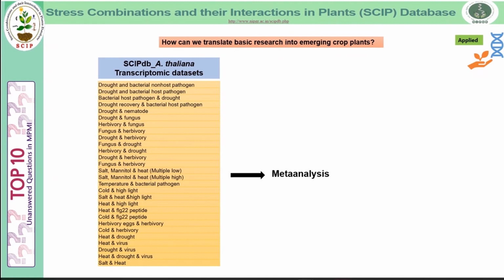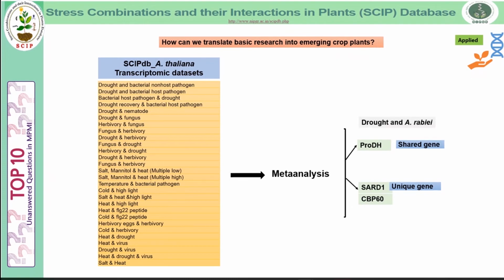So we have chosen two genes from this platform, namely ProDH and SARD1 and CBP60. And we have validated the role of these genes under various combined stress conditions. For example, the function of ProDH was validated under drought and Ascochyta rabiei infection in chickpea, whereas the function of SARD1 and CBP60 was validated under drought and Pseudomonas syringae infection in Arabidopsis.